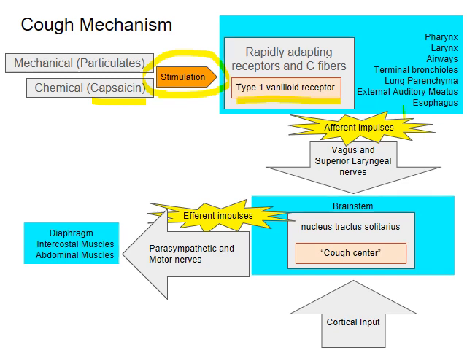Afferent impulses then travel through the vagus and laryngeal nerve and reach the cough center, found in the nucleus tractus solitarius of the brainstem. The cough reflex, mostly a series of involuntary actions, can be stimulated by cortical input as well. Efferent impulses coming from the cough center then travel through the parasympathetic and motor nerves, wherein the diaphragm, intercostal muscles, and abdominal muscles are then stimulated to contract and produce cough.